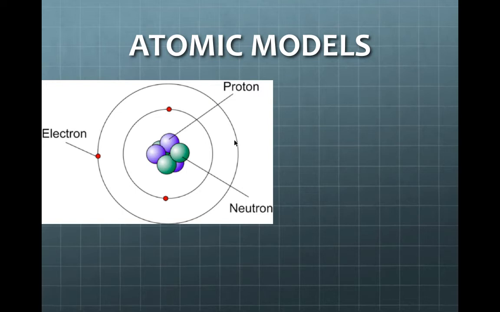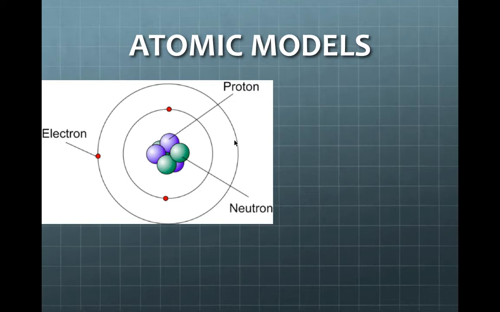Atoms are mostly empty space. Electrons vary in the amount of energy they possess. The negative charge of the electron is attracted to the positive charge of the proton. The further an electron is from the nucleus, the more potential energy it has. Potential energy is stored energy.